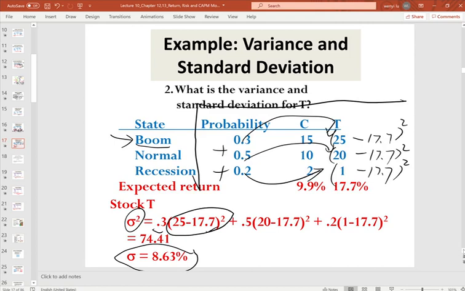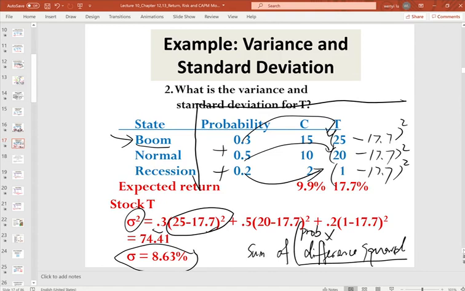So let me use a sentence to summarize this formula. The sum of the difference squared, which should be times the probability first. So the sum of probability times difference squared is equal to the variance. The variance, take a square root, will be the sigma, the standard deviation. That's the formula for the risk.